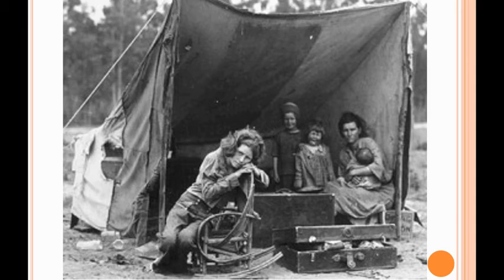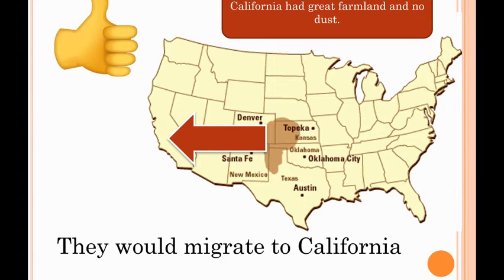So here's an example of what a kind of common family, some of the conditions they were having to face as they got on the road. Not really ideal. So they went to California. They traveled west to California. California had great farmland and no dust, so they migrated.